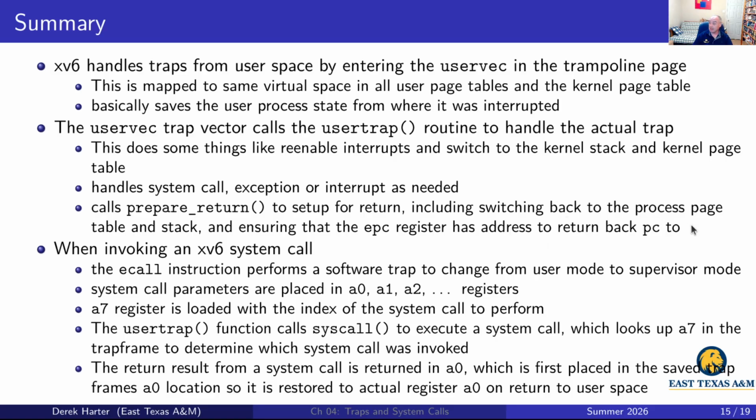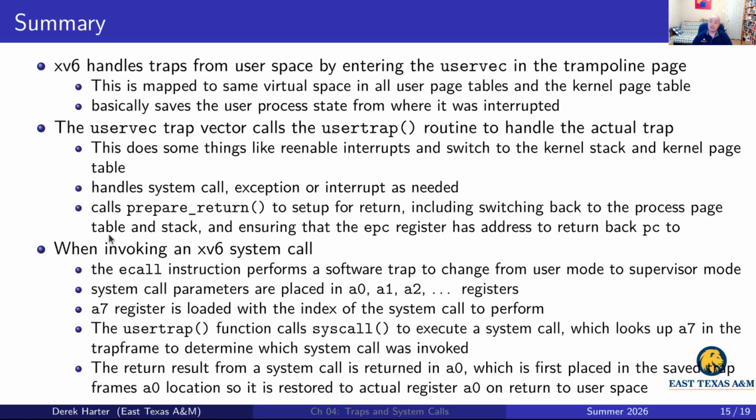On return, it calls prepare return, which sets up the process to do the reverse of these things. So it switches back to the process page table and the stack, and then it jumps back to the user return, which is back to assembly code, and that's the thing that actually restores the registers from the trap frame. And then the final thing is it calls the S return, which is going to restore the program counter so that the next fetch execute is happening from where the user process was interrupted.